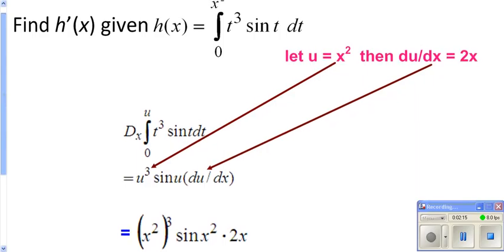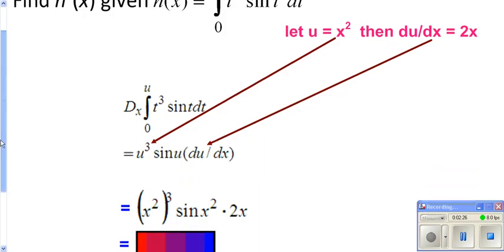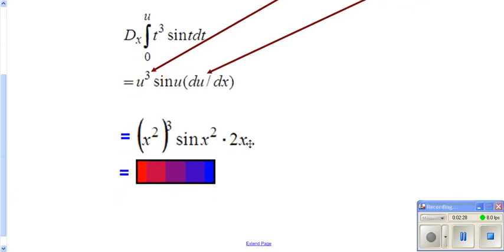So for the most part, in a situation like this, you take your x squared, you plug it in for each one of your variables. And then just remember to multiply it by the derivative of that upper limit. And that's what your 2x is. That's what it boils down to. You don't really have to go through all that u stuff. Just plug in your upper limit for your variable, multiply it by the derivative of your upper limit. And so it simplifies down to this.